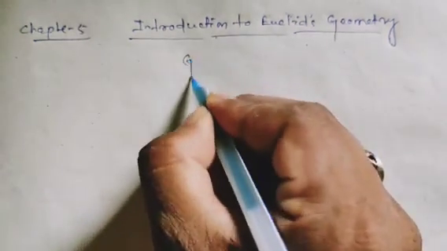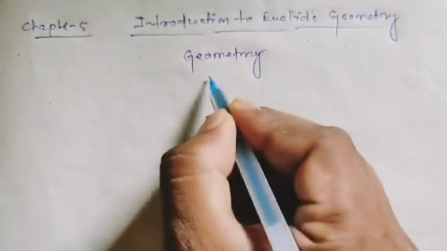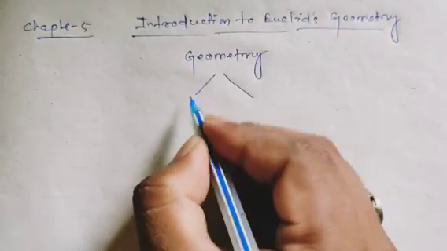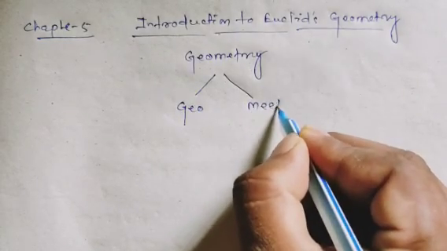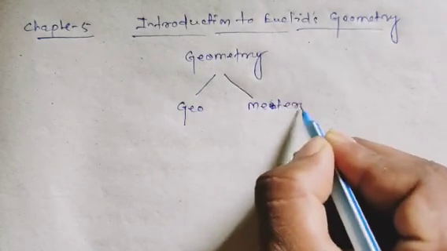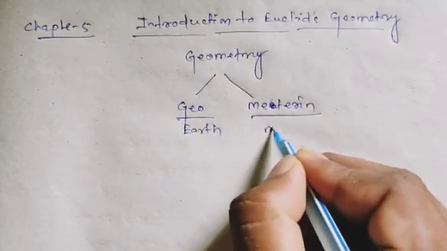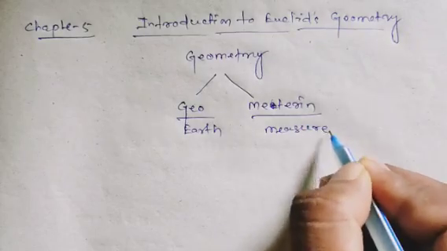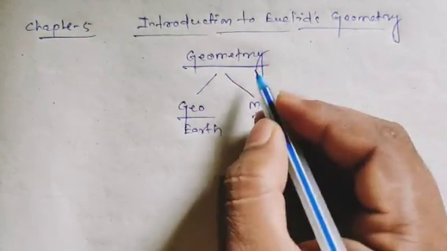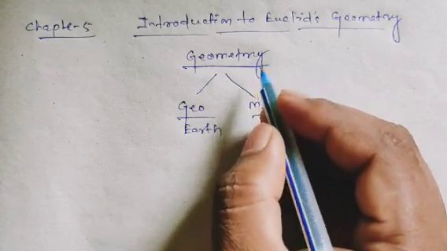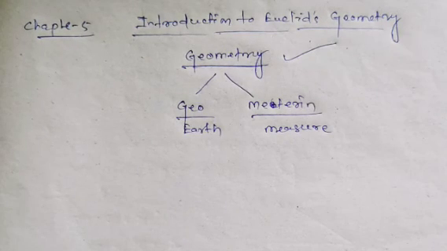Geometry is a word which comes from two Greek words, geo and metrin. Geo means earth, metrin means measure. So we can write the definition of geometry as the measuring of earth, or the study of the measuring of earth, is known as geometry.